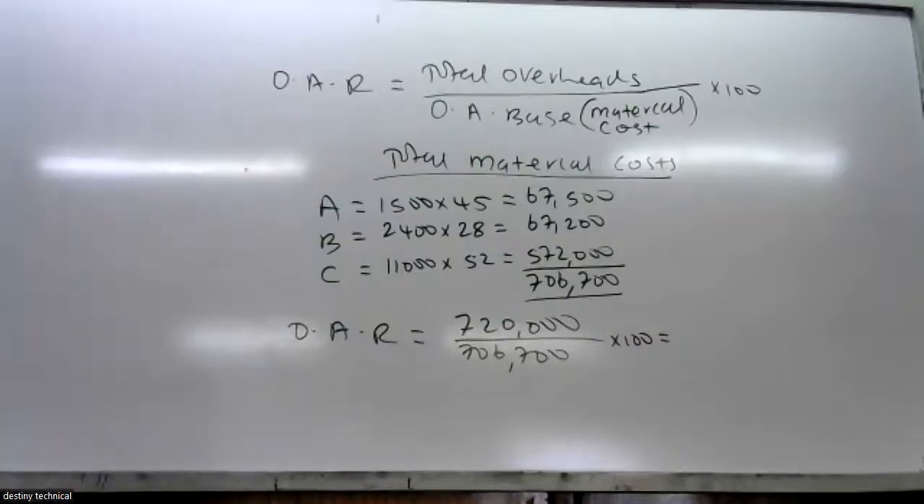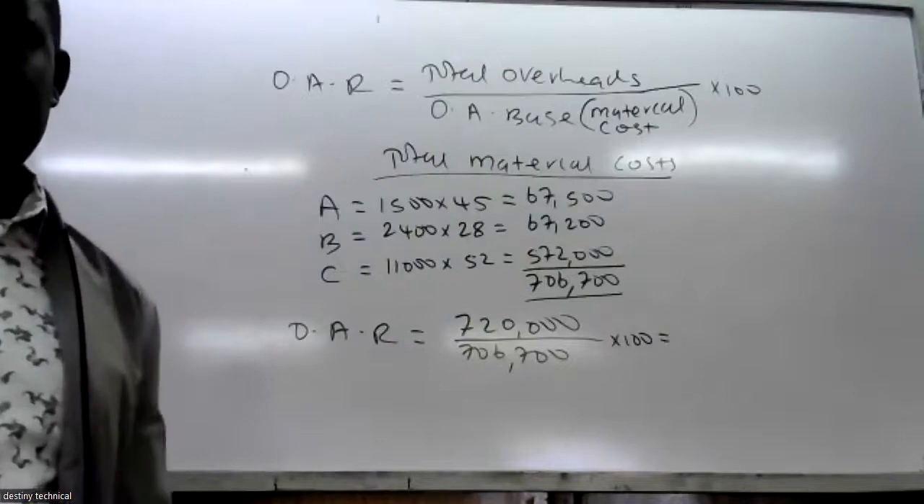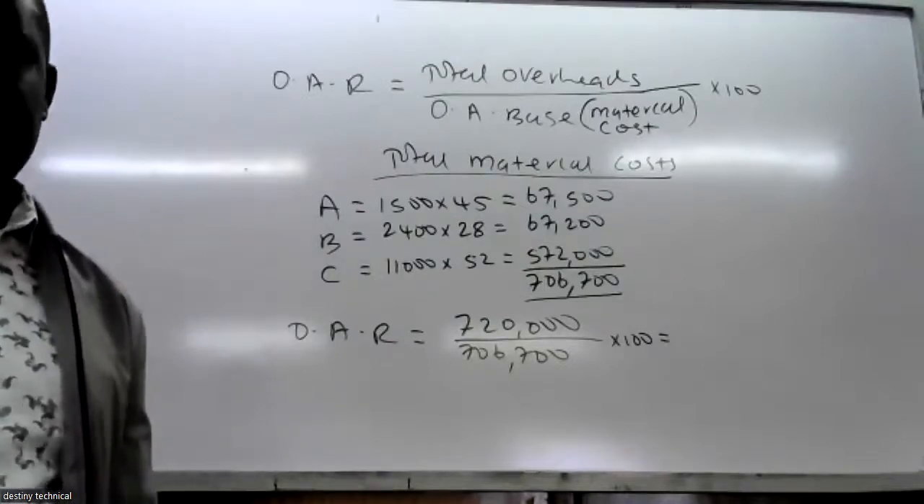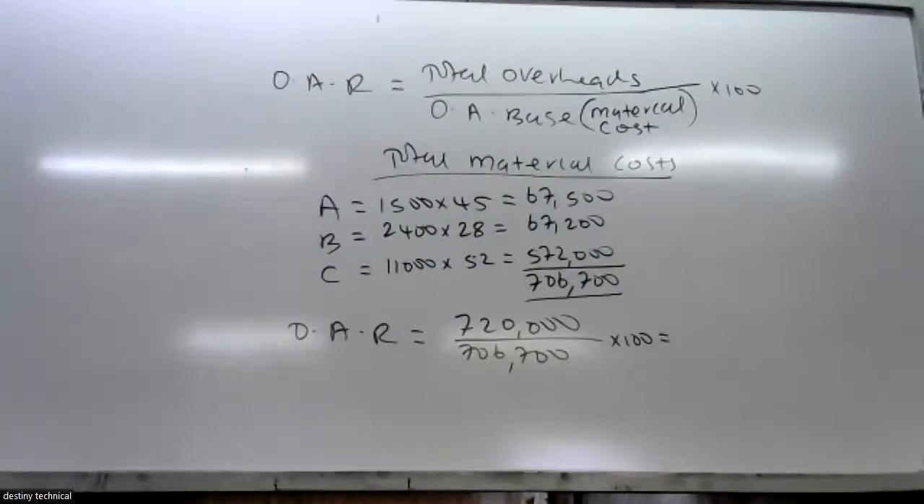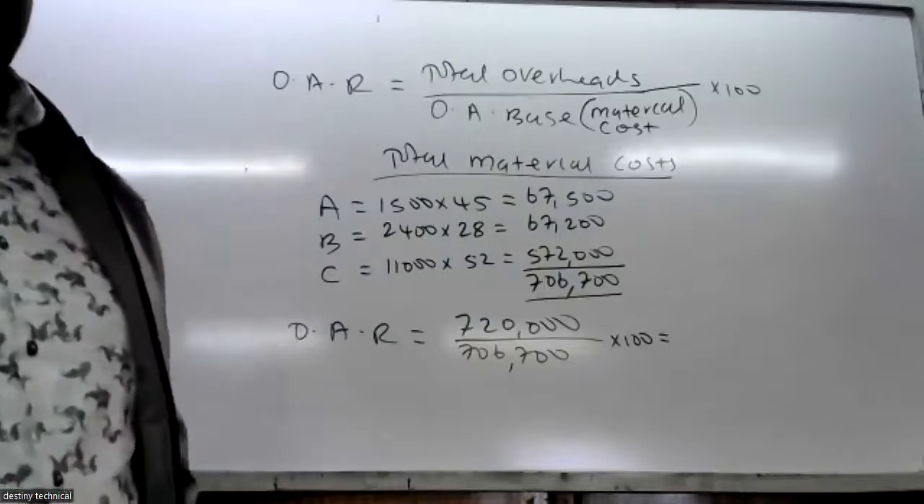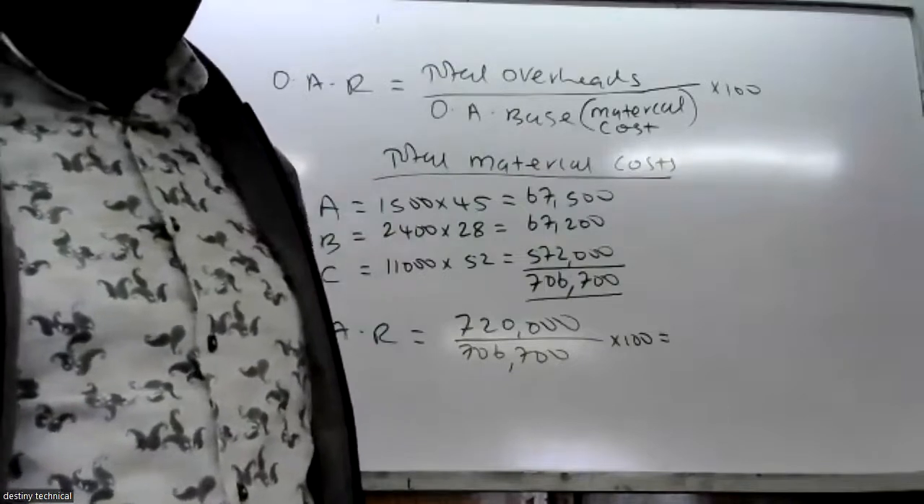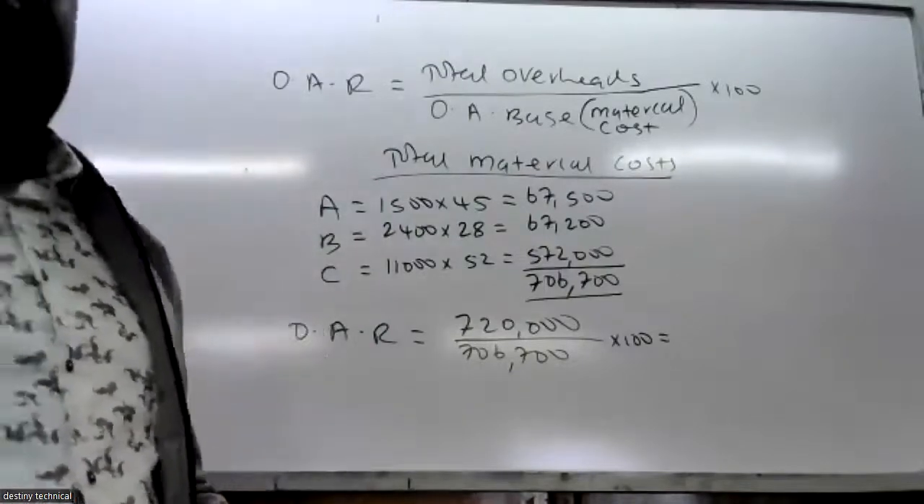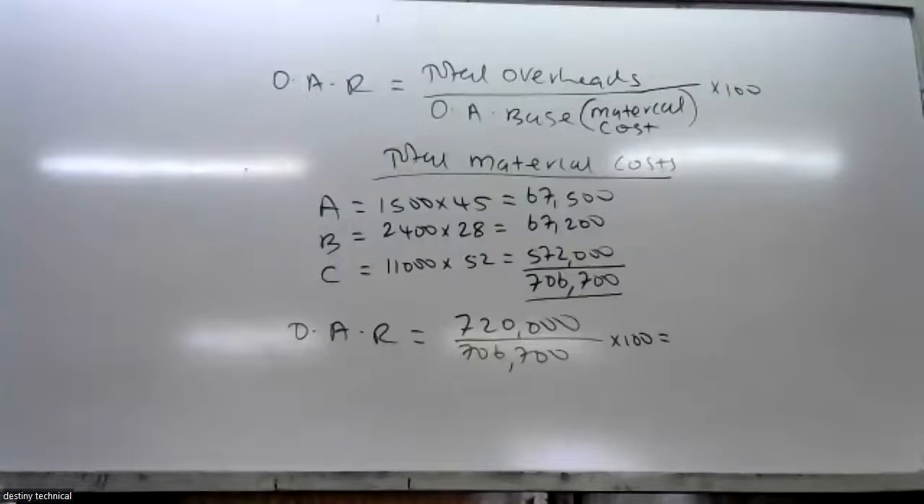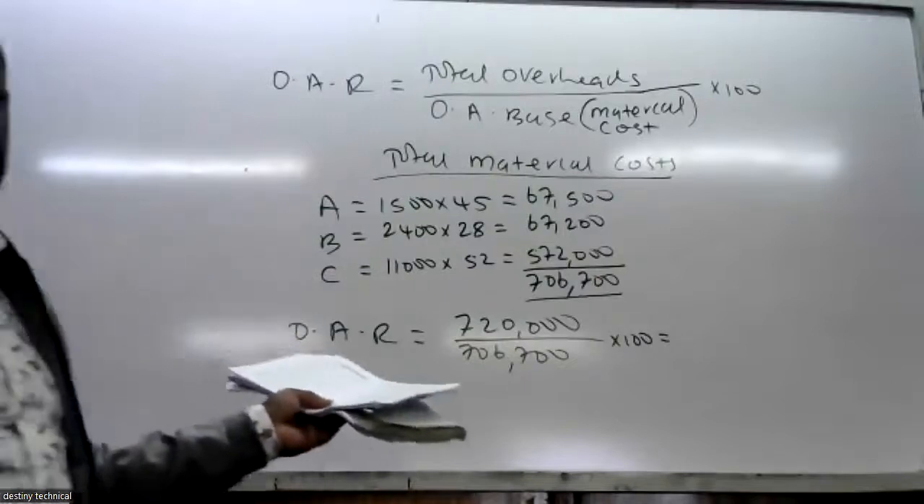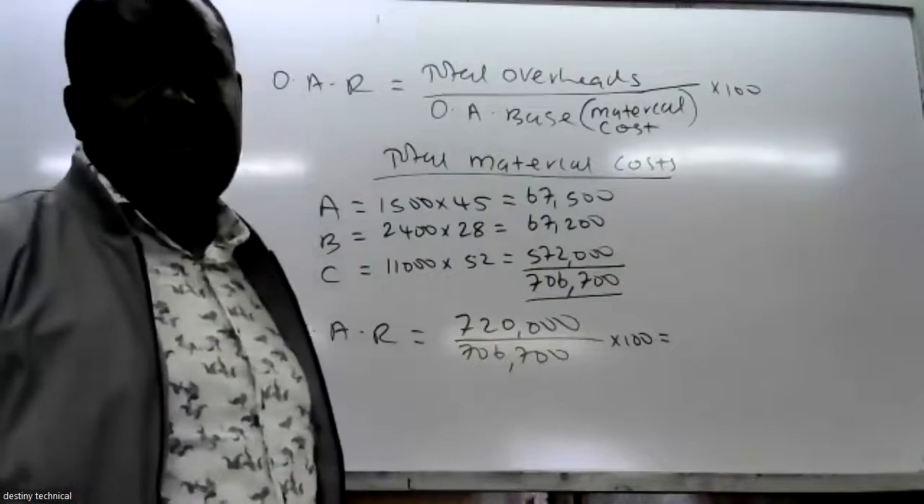So we shall be getting 101.88%. So it is a percentage, 101.88%. So that is what we have when it comes to the overhead absorption rate. So what the question required is that we are using the traditional method. So this is now the traditional method of calculating the total cost.